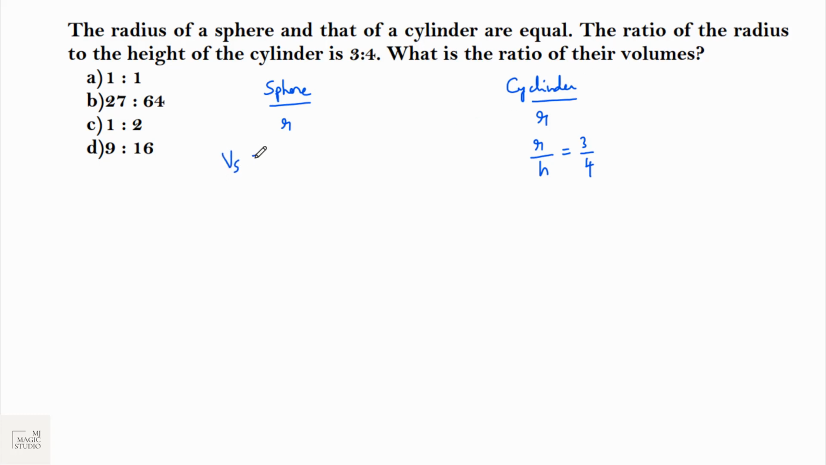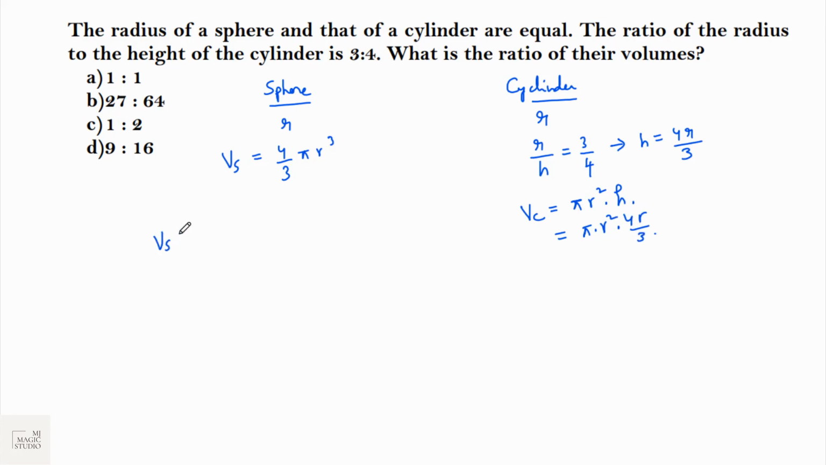Okay. Volume of sphere is given by 4 by 3 pi r cube. And volume of cylinder is given by pi r square h. Great. These radius are equal in both the cases. Now we can see from here h is equals to 4r by 3. So volume of cylinder become pi into r square into h. H is 4r by 3.